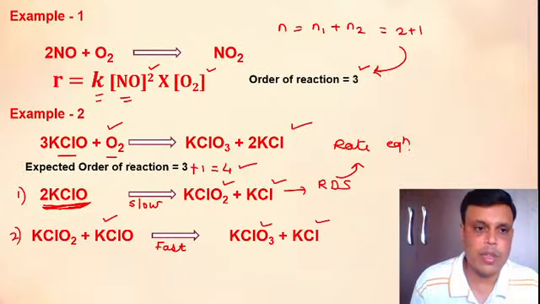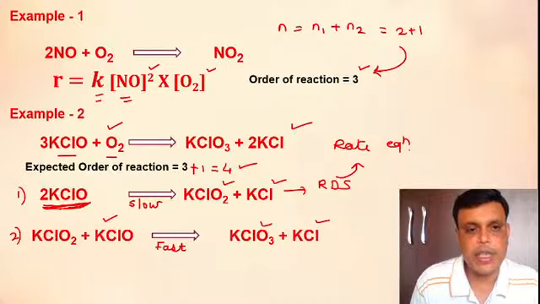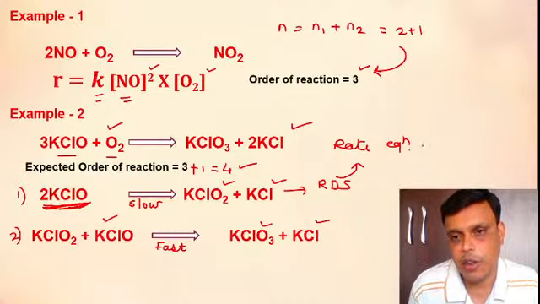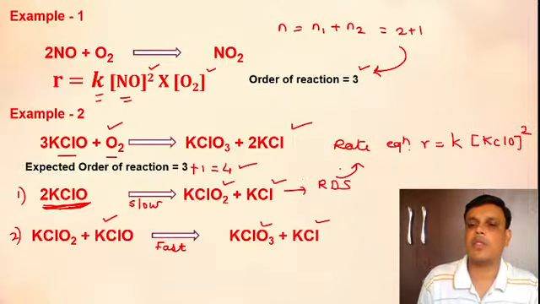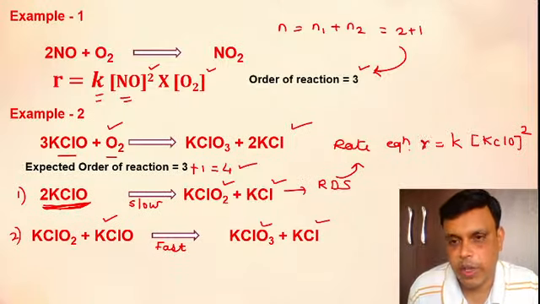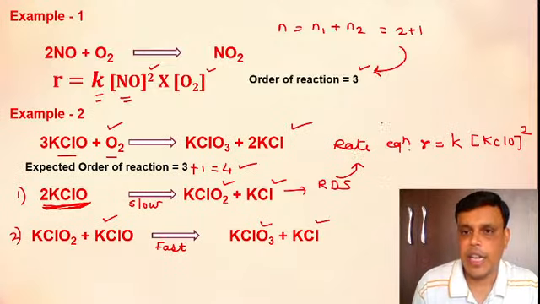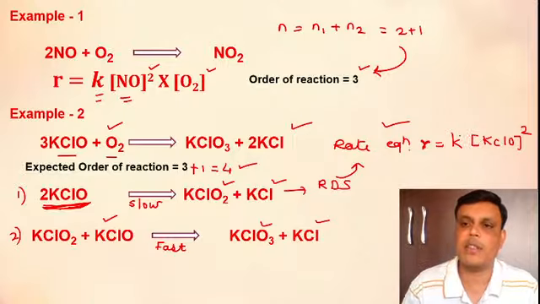And according to this slowest step, step number 1, how will you write the rate of reaction? R is equal to K into the molar concentration of KClO square. So this is your rate equation for this reaction: R is equal to K, molar concentration of KClO square.